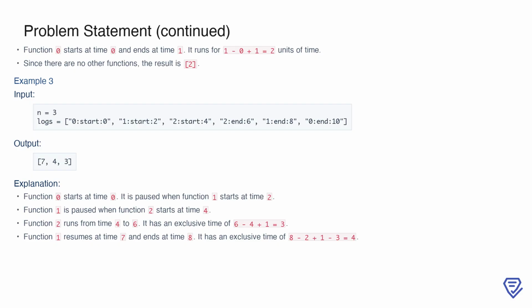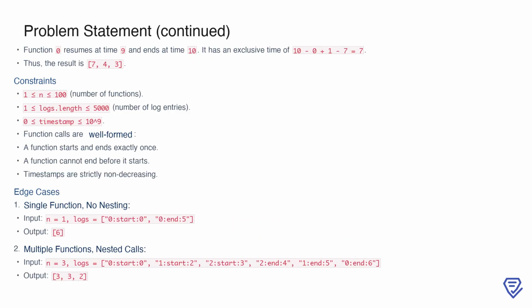Finally, function 0 resumes at timestamp 9 and runs until timestamp 10. Its exclusive time is 10 - 0 + 1 - 4, which equals 7 units. Thus, the output is 7, 4, 3. We can summarize the third example by breaking it down further.